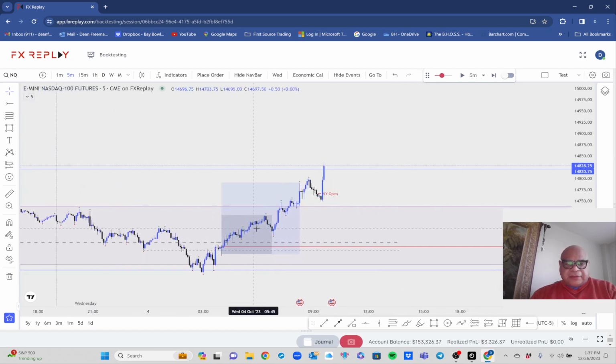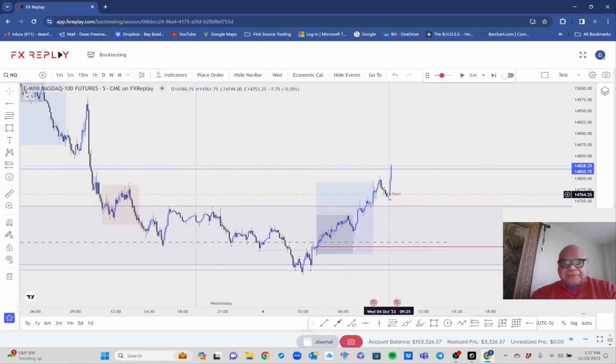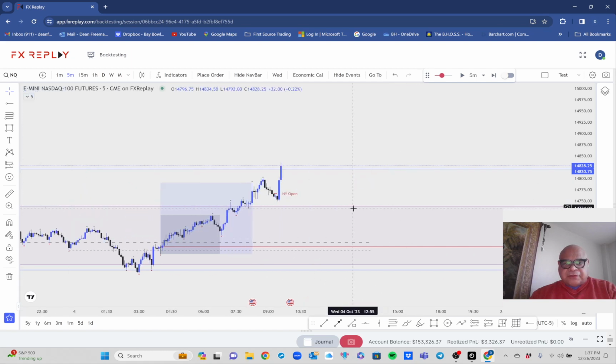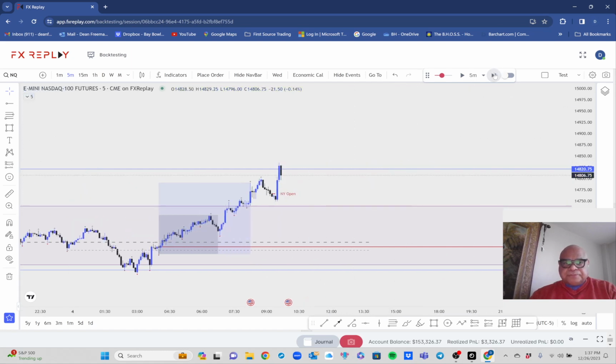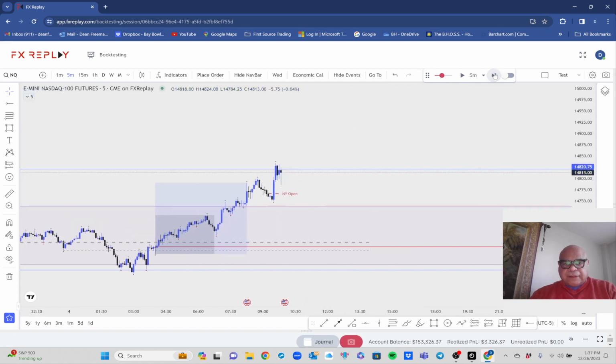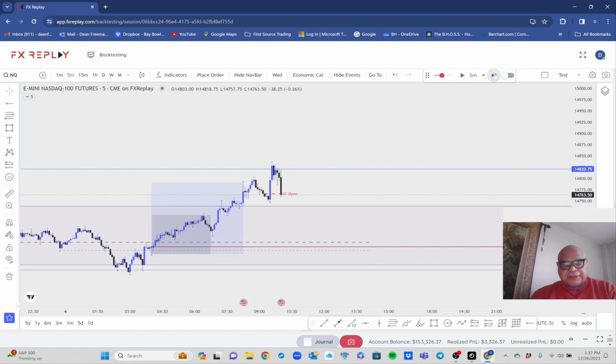I will also point out that I've got a fair amount of inefficiency here. I've got a nice fair value gap here, a smaller one in here. So I feel like this is a stop run right here, and price will reverse. Let's see what happens. And sure enough, price is reversing, and it does exactly that.